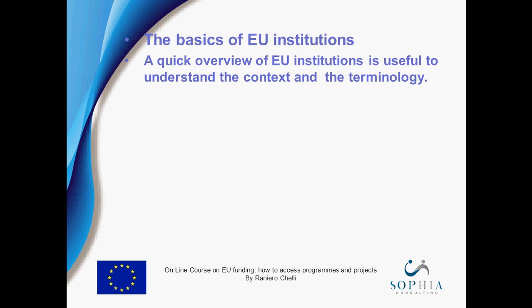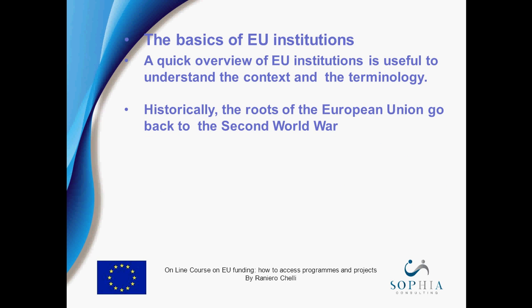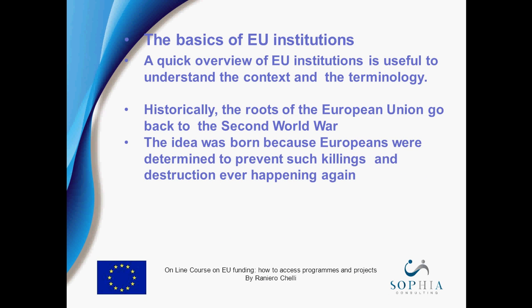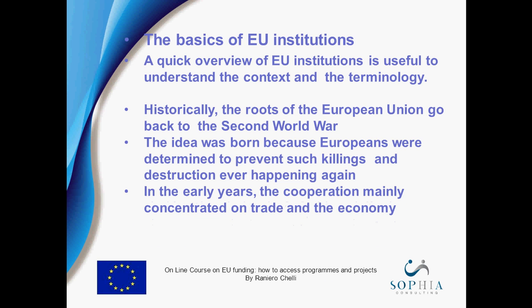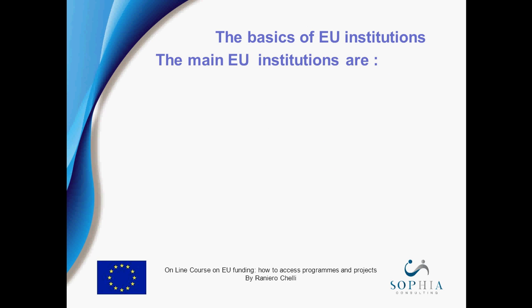The basics of EU institutions. A quick overview of the institutions I think is useful to understand the context and the terminologies that we are going to be using. The historical roots of the European Union go back to the Second World War, when the Europeans decided that they never wanted these kind of killings and destruction to happen ever again. At the beginning, the cooperation was mainly concentrated on trade and economy rather than on political union.